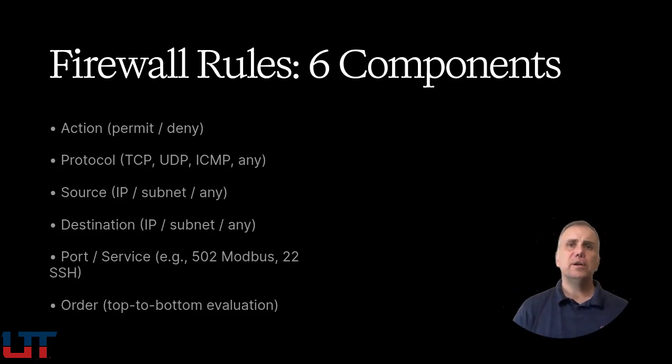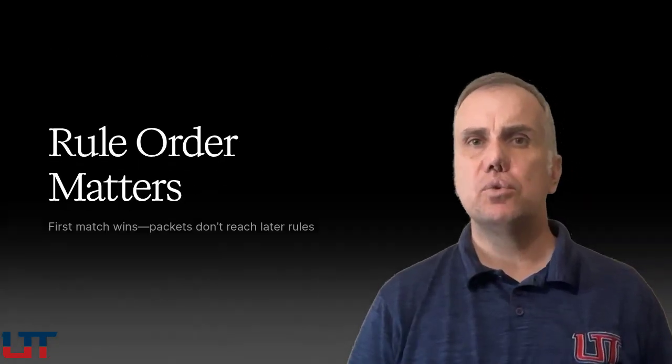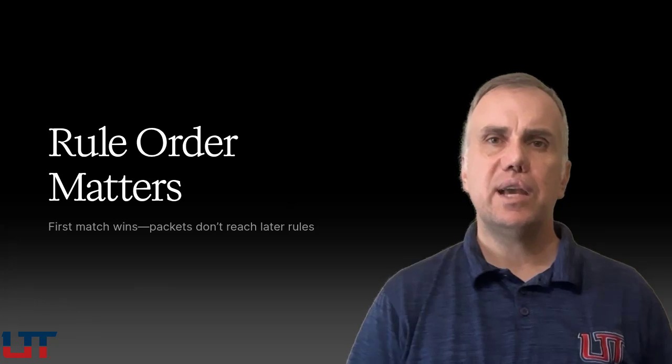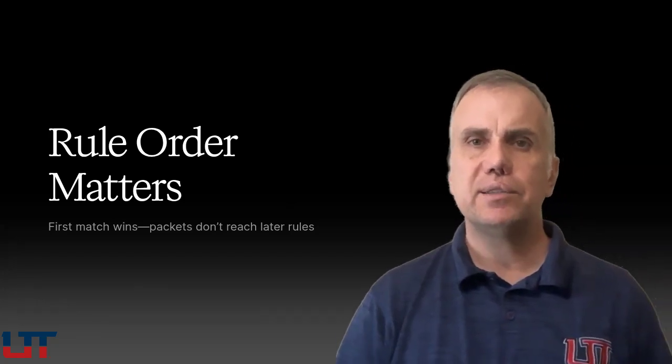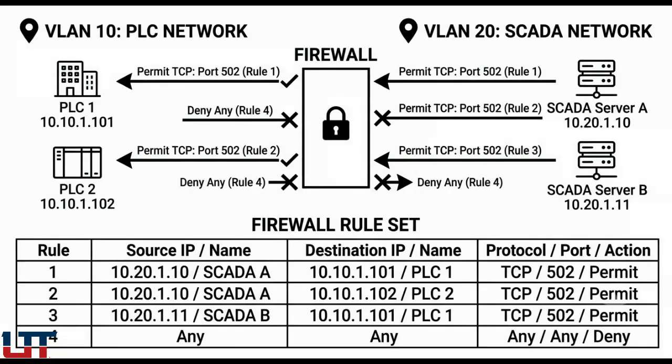Finally, the order is the position of the rule within the rule set. Rules, again, are evaluated from top to bottom, and the first matching rule determines the action. A packet that matches Rule 3 never reaches Rule 4. Rule order is not just housekeeping, it determines which rule actually applies when packets match multiple rules. Let's go through an example.